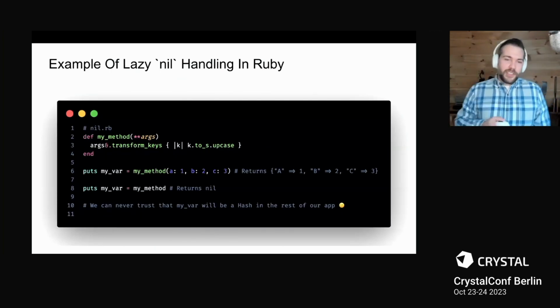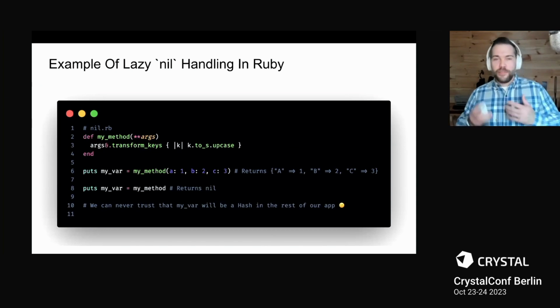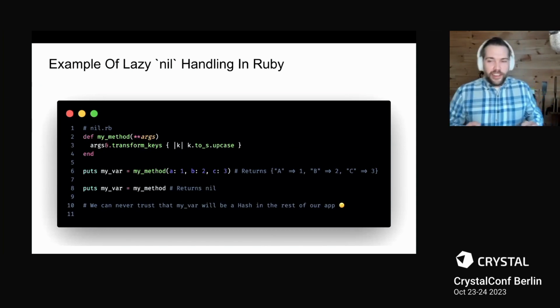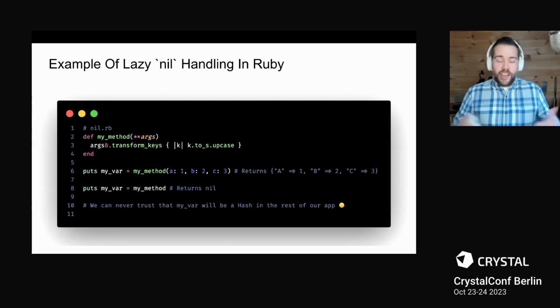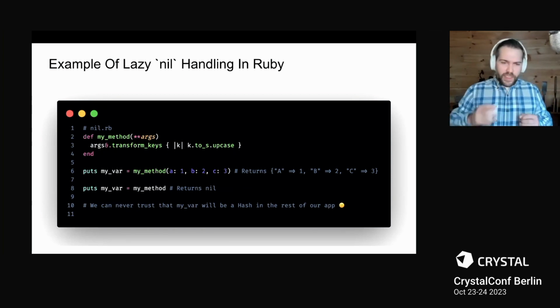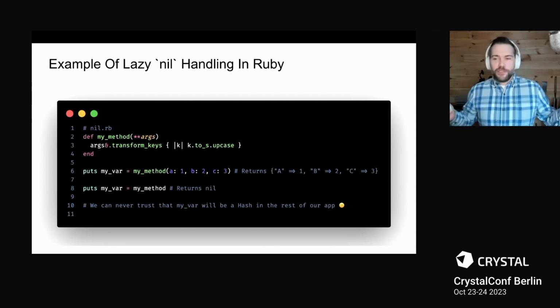Here's the code example, right? So this is a pretty straightforward Ruby method. We have my method, we have double splat with the args. That turns keyword arguments into a hash, in case anybody doesn't know. And here we're transforming the keys. This is totally arbitrary, turning them into a string and uppercasing them, and then we're returning that hash, right?